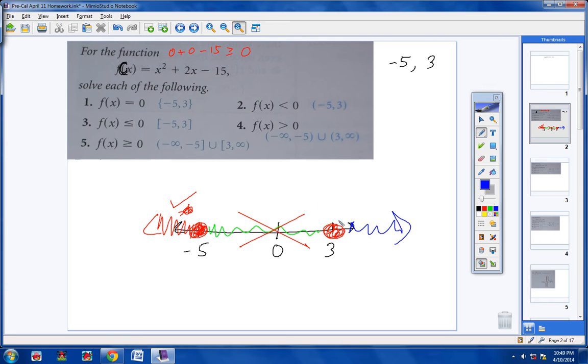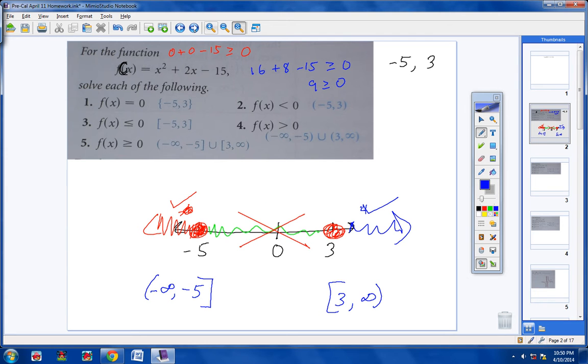Now let's try the one to the right over here, and we're going to test 4. 4 squared is 16. 2 times 4 is a positive 8. Minus 15 greater than or equal to 0. 24 minus 15 is 9. 9 is greater than 0. So this region checks. Our answers using interval notation would be negative infinity up to negative 5 inclusive, so use a bracket. And then of course we have the number 3, which is where this region starts, going to infinity with a parentheses. Okay, so there's your two answers.